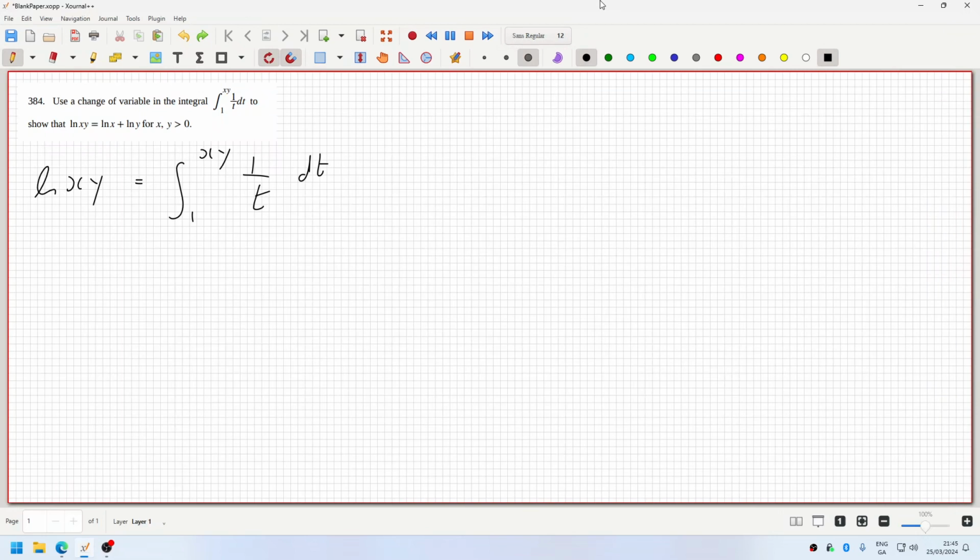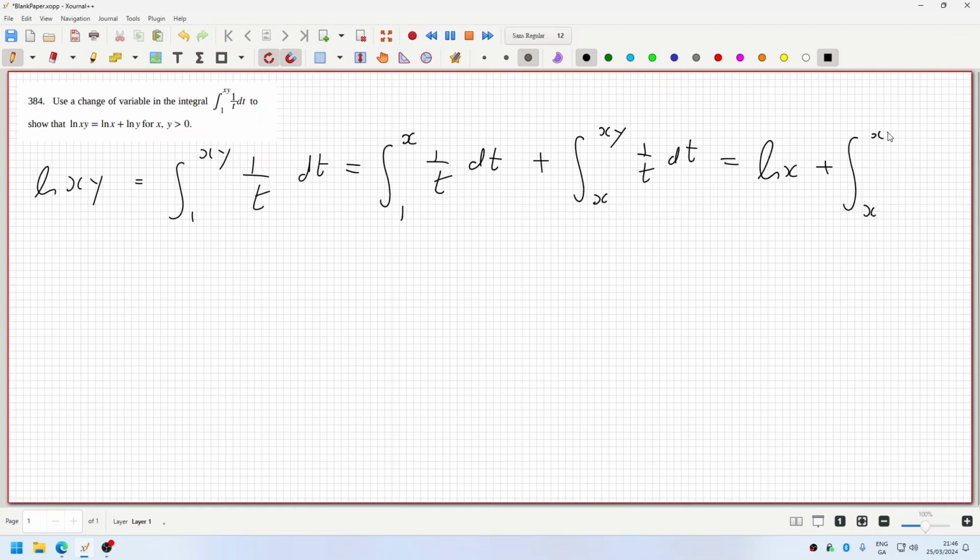Oh, I had to Google the trick here because I've not seen this question before. And it's not only a change of variable, but also a change in the limits. So the trick here is you want to split this integration up into two. So you'd say 1 to x, 1 over t dt, plus x to xy, 1 over t dt. So that's a valid split. And then the first one is done. So that's log x plus, and then we have the integration from x to xy, 1 over t dt.